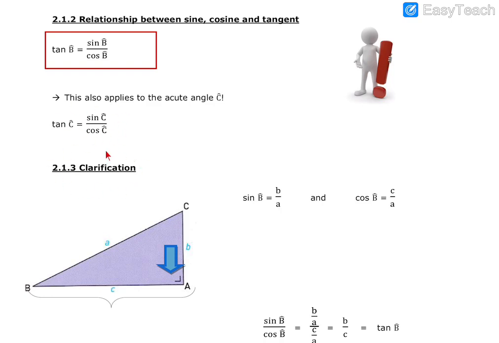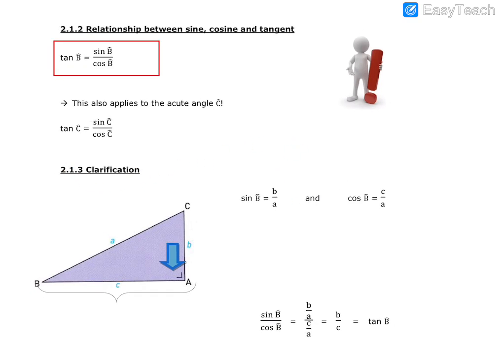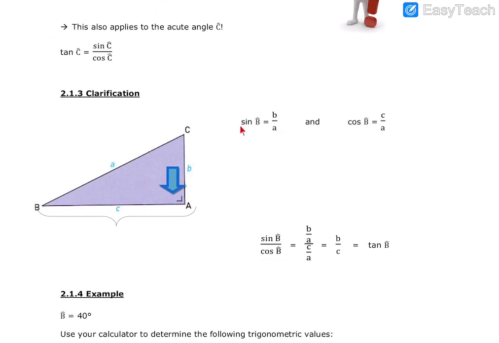Here is a clarification. That clarification isn't very difficult. It's almost more or less the same as I've just done in the small research. Look, we know that the sine of b in general here is b divided by a, and the cosine of b we know is adjacent divided by hypotenuse, so c divided by a. If we do sine b divided by cosine b, you get b divided by a, c divided by a. The a's, we can leave them out because you're going to divide both numerator and denominator. That's how we get to b divided by c, and that's how you get to tangent b.